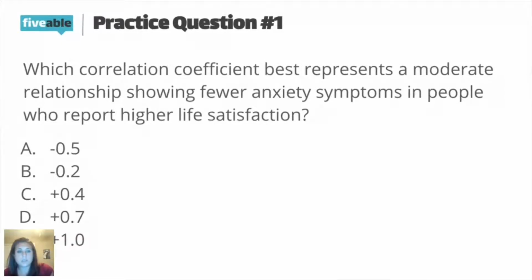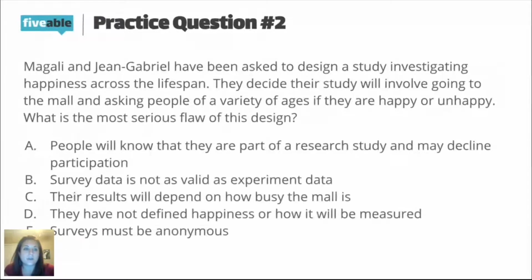So the second question is talking about designing a study. Magali and Jean-Gabriel have been asked to design a study investigating happiness across the lifespan. They decide their study will involve going to the mall and asking people of a variety of ages if they are happy or unhappy. What is the most serious flaw of this design? The correct answer is D, which is what most of us are putting. These kinds of questions I dislike because they are tricky, because it says most serious flaw. About what the focus of psychology is and what we're talking about in designing a study or an experiment.